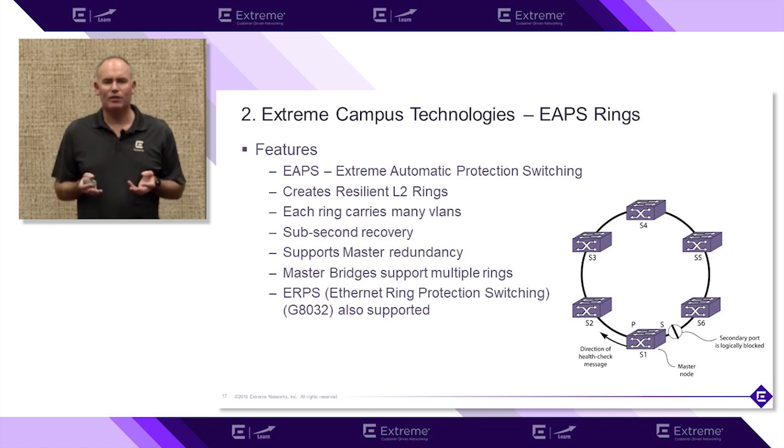We have a concept of a master bridge, where one of the switches is actually the master for the ring. He's monitoring the ring, and if there's a break in the ring, it will recover the traffic very quickly by opening up one of the blocked links. There's also a standards-based version of this protocol called ERPS, Ethernet Ring Protection Switching, and this can be useful if we need to interoperate with other vendors.